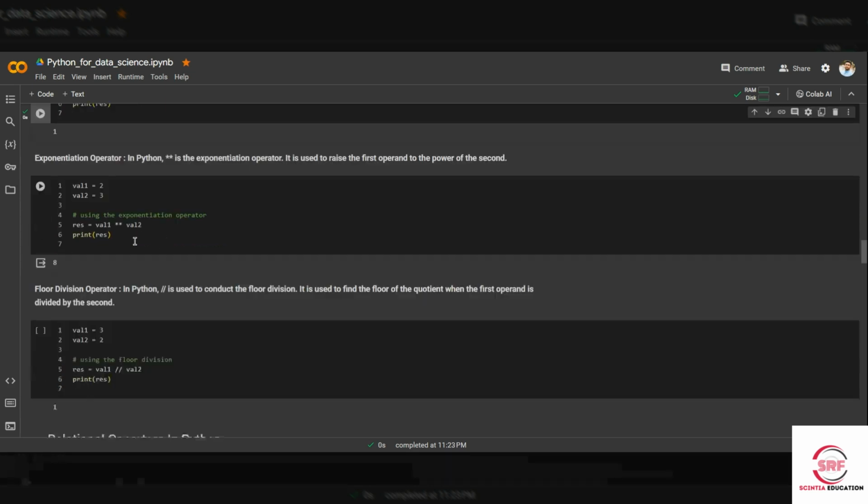Then the exponential operator in Python: the double star is the exponential operator. It is used to raise the first operand to the power of the second. Here we take value 1 equal to 2 and value 2 equal to 3, and if we use the exponential operator, it gives us 2 to the power 3 equal to 8.